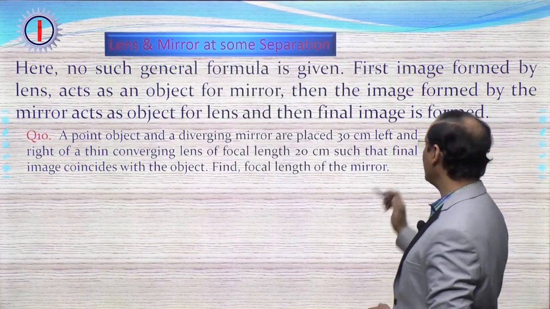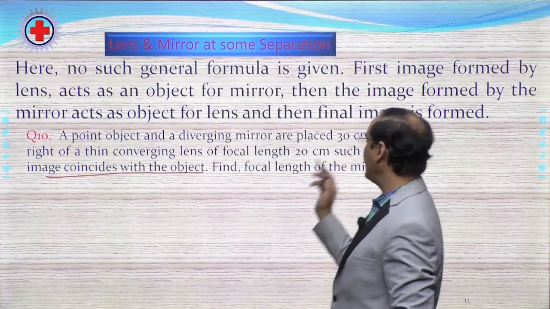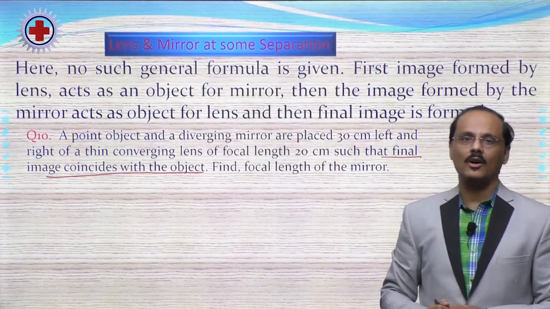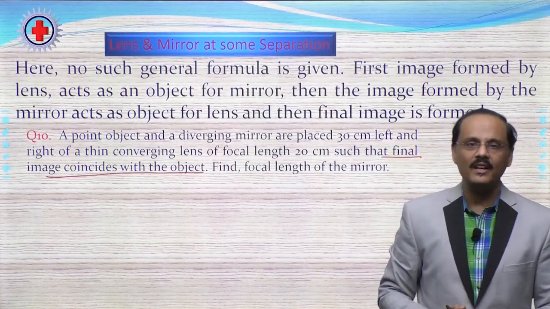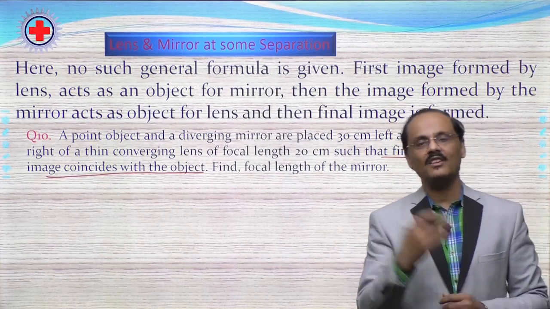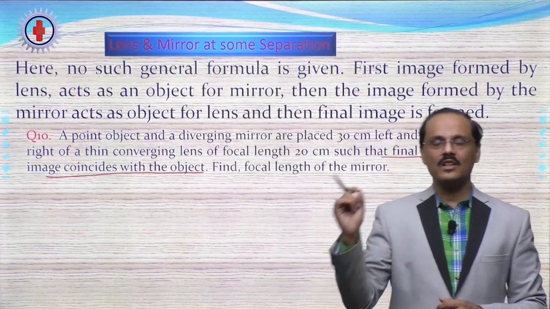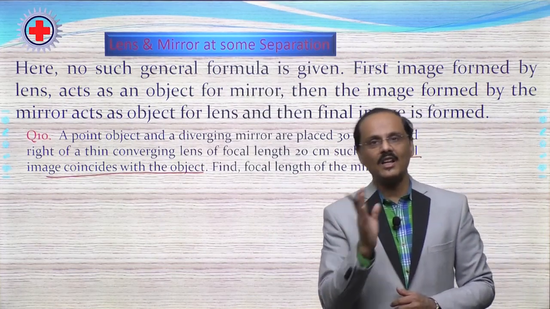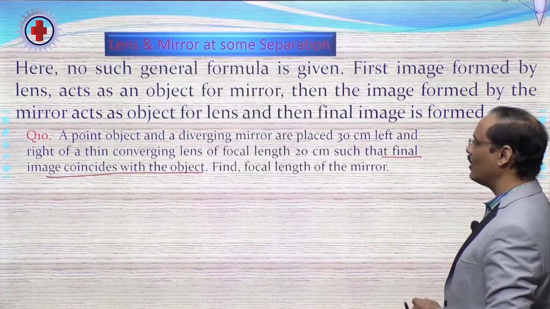Now, what is said is that the final image coincides with the object. Find the focal length of the mirror. How can the image coincide with the object? If light retraces its path. How will light retrace its path? When light is falling normally on the mirror, then it retraces its path. That is, the object for the lens is making an image, and that image is at the center of curvature of the mirror. Let us see how it acts.